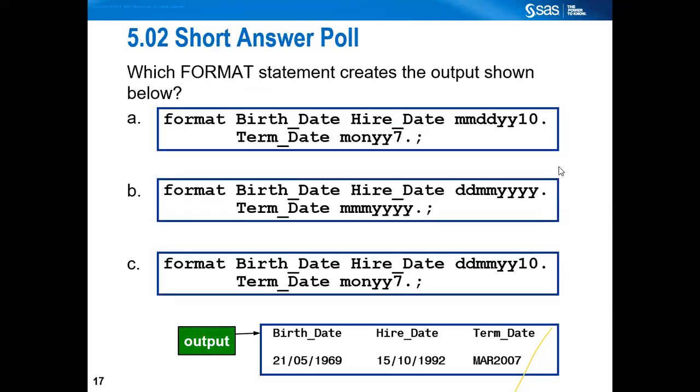Now, if you've understood formats, answer this poll. Which format statement creates the output shown below? Where the date is this, for your birth date, then this is hire date and this is your term date. So out of A, B, C, which is the exact format statement which generates this report?